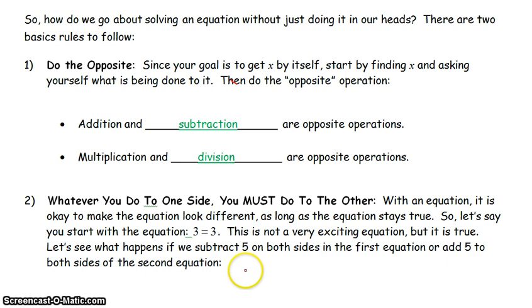But first of all, before we do that, let's discuss what sides are. When we say sides of an equation, that means the left side of the equal sign and the right side of the equal sign. The equal sign separates the equation. So when we say what you do to one side, you must do to the other, that means what you do to the left side of the equal sign, you must do to the right side, and what you do to the right side, you must do to the left side, which we will see down here.